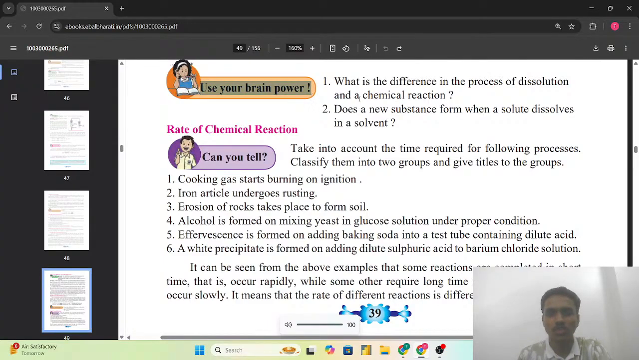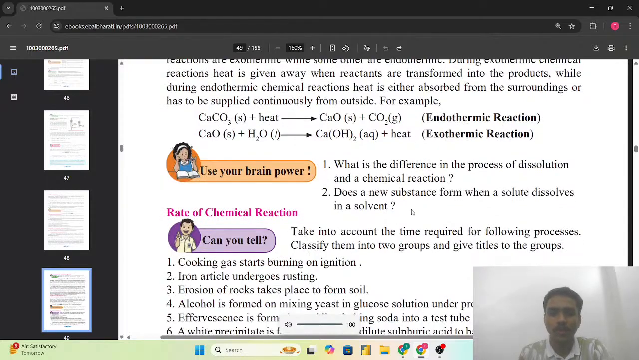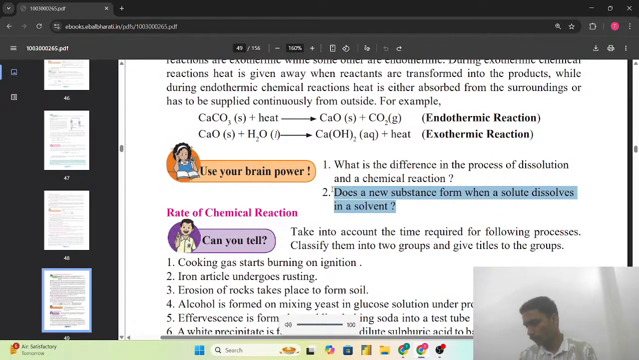So we have a question in the Use Your Brain Power. What is the difference between the process of dissolution and a chemical reaction? Does a new substance form when a solute dissolves in a solvent? So this we have seen also, as I have told, in the reaction of the dilution of sulfuric acid.